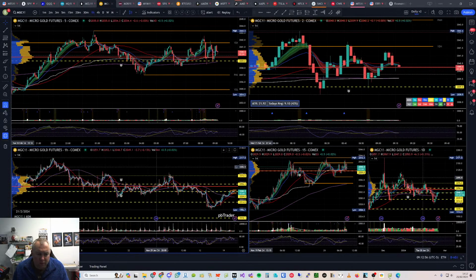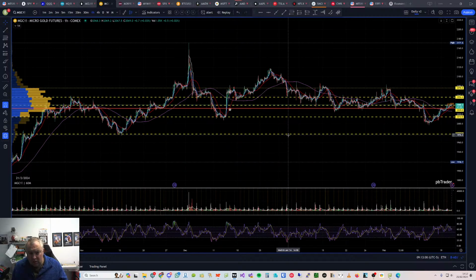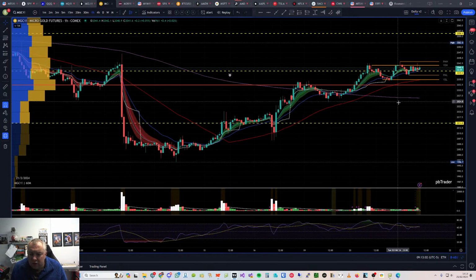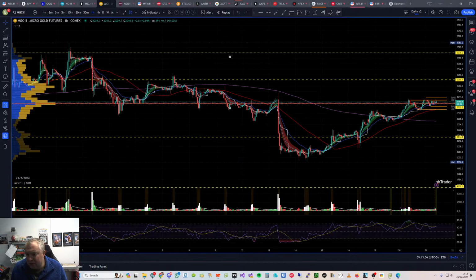Gold. Gold looks like it's kind of squeezing a little bit. I do quite like this. Got this pattern setting up, and we're kind of squeezing. So potentially looking for one or two trades: the breakdown, the pullback, and the short.